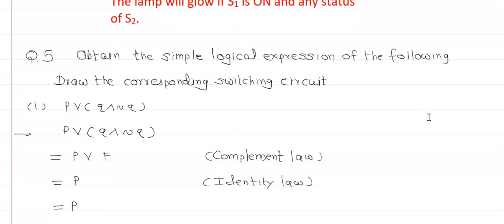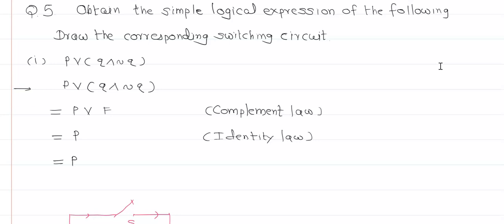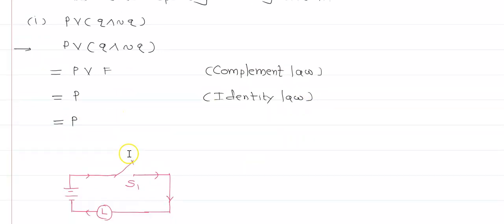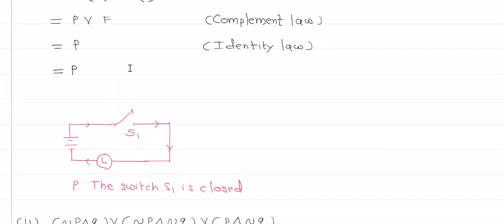Now the next is problem number 5. Obtain the simple logical expression of the following and draw the corresponding switching circuit. The first is P or in bracket Q and negation of Q. Q and negation of Q is F by the complement law. P or F is again P by the identity law. Therefore, a single switch is required for this logical circuit, and this is the simplified circuit.